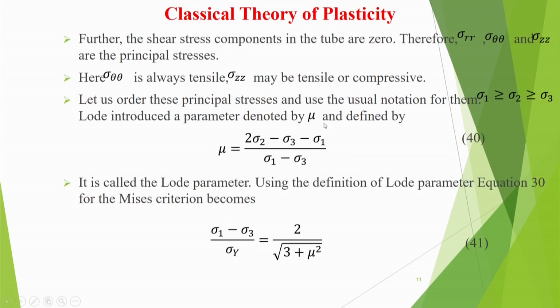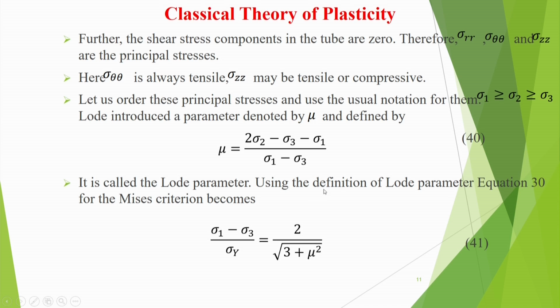So let us order these principal stresses and use the usual notation. Suppose we say sigma 1 is greater than sigma 2, and sigma 2 is greater than or equal to sigma 3. Then Lode introduced a parameter denoted by mu, and he defined mu like this: 2 sigma 2 minus sigma 3 minus sigma 1, divided by sigma 1 minus sigma 3. It is called the Lode parameter.